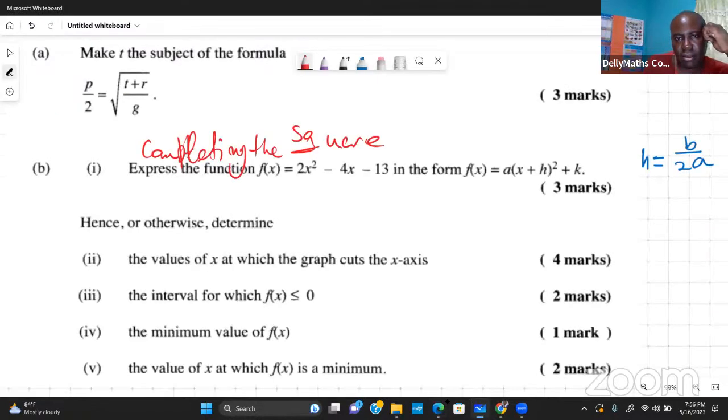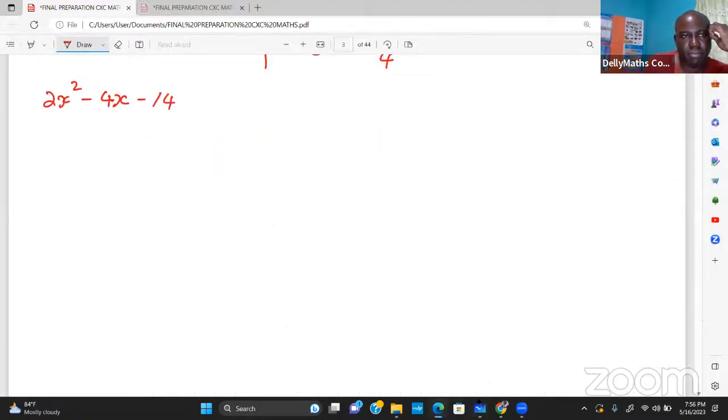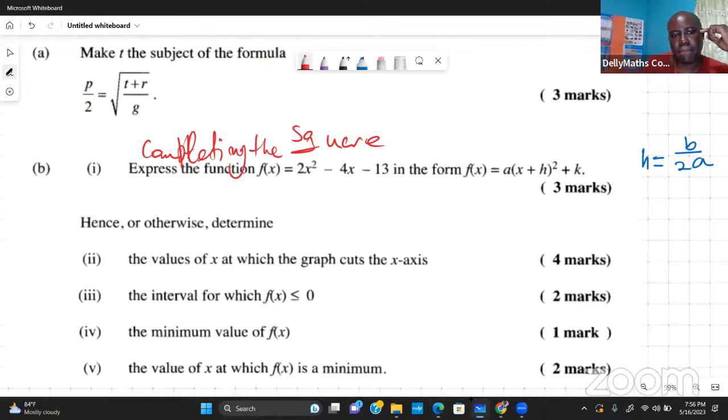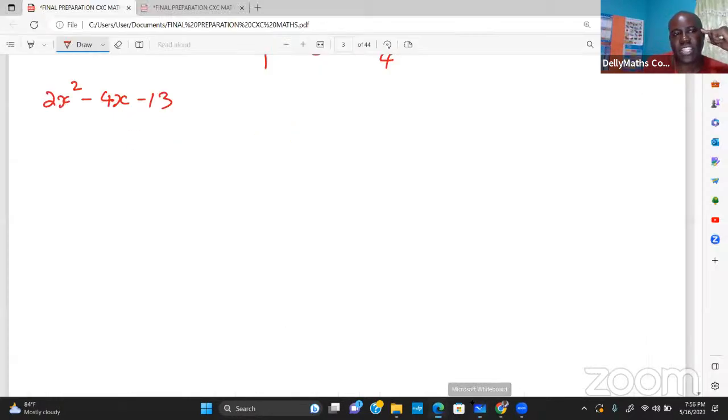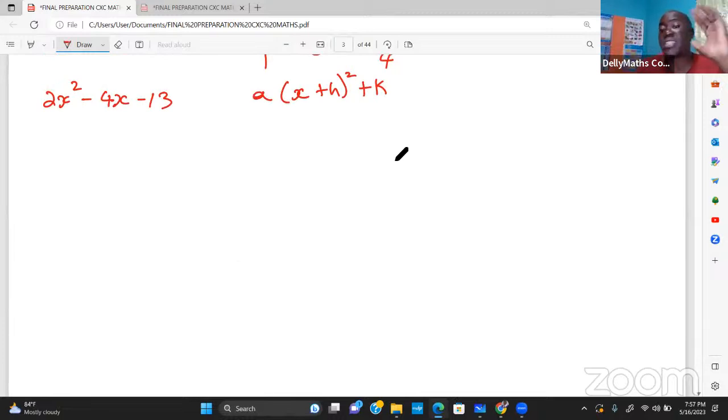I think I wrote the wrong thing. 13. All right, there it is: 2x squared minus 4x minus 13. I want to put it in the form a(x plus h) all squared plus k. I'll say this to you: there are diverse ways of doing this. I'm going to do it one way right now in the interest of time. Just one way. All right.